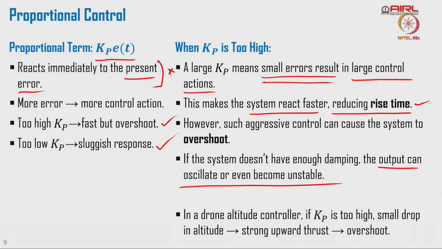As an example, consider a drone altitude controller where the drone needs to maintain a certain altitude. If Kp is too high, then a small drop in altitude, that means a very small error multiplied by a high Kp, will give a strong upward thrust. Then what will happen? There will be an overshoot. Where the drone is supposed to rise and maintain the altitude, it will go beyond that because of the strong upward thrust. This is what is called overshoot.